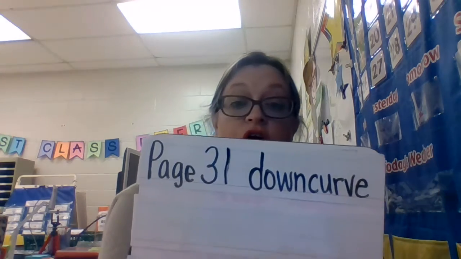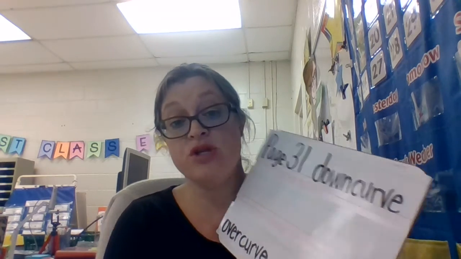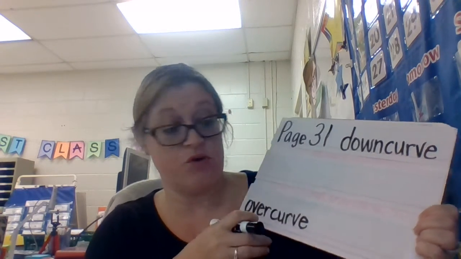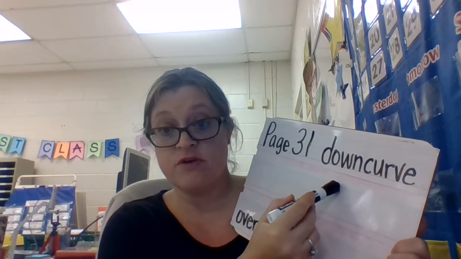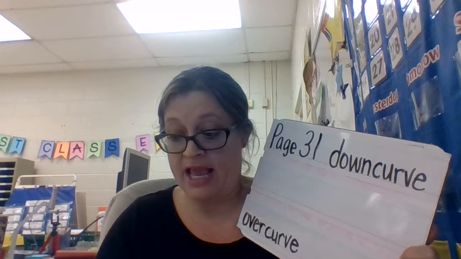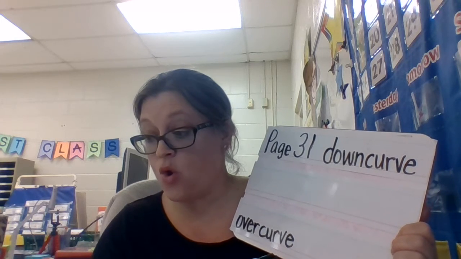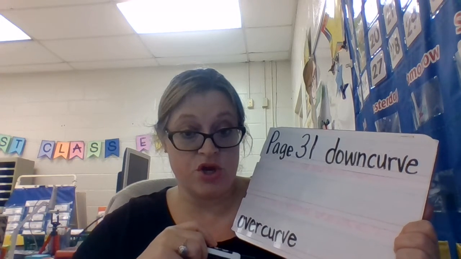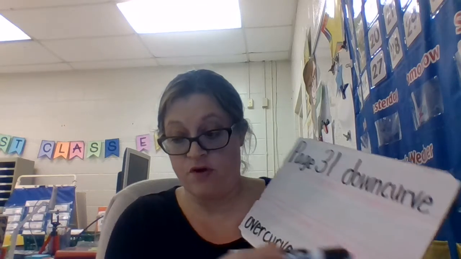Hi, guys. We are on page 31 in our handwriting book. And today we are looking at two different basic cursive strokes. One is the down curve, where it's going to go down and make a little curve, okay? And the other one is an over curve, where it's going to go up and curve over. Okay, so the first one we're looking at is the down curves.